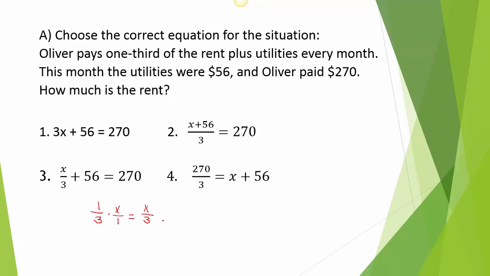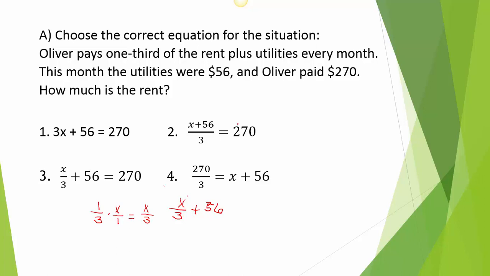But we don't want two variables, and so we look at the next statement. It says, this month the utilities were $56. So we're going to take that X over 3, which was his 1/3 of the rent, and we're going to add 56 dollars to it. Now that is an expression with two different operations. It has a division by 3 and an addition of 56 to the X.